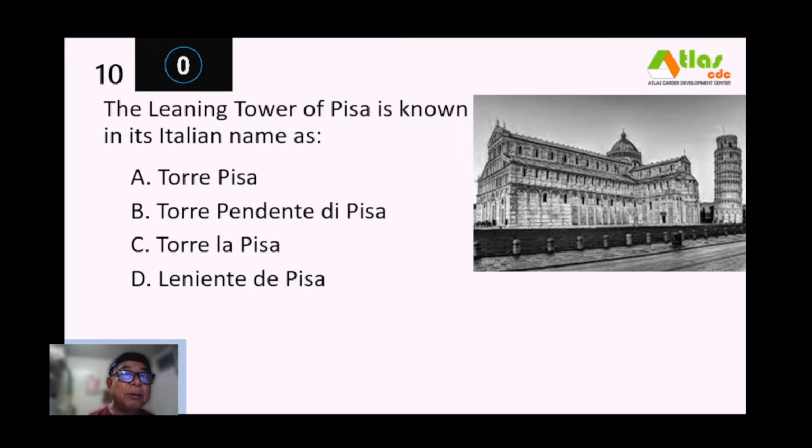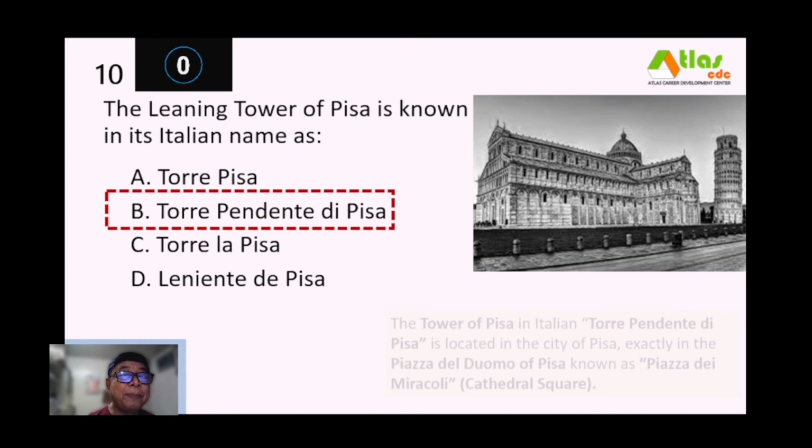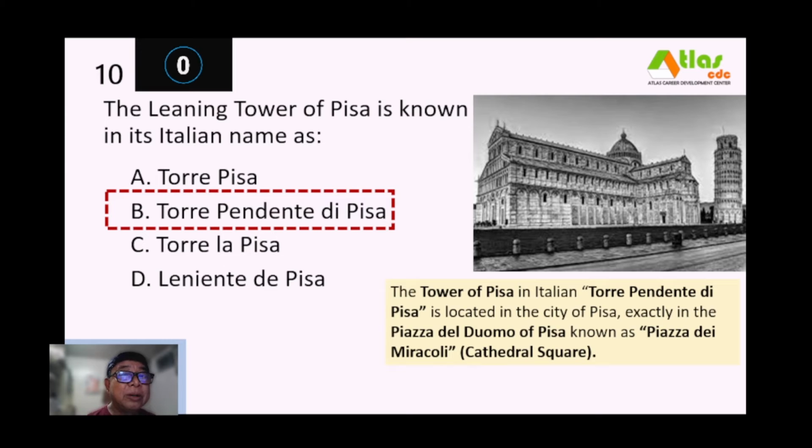And the correct answer is letter B, Torre Pendente di Pisa. So the Tower of Pisa, in Italian Torre Pendente di Pisa, is located in the city of Pisa, exactly in the Piazza del Duomo of Pisa, known as Piazza dei Miracoli or the Cathedral Square.